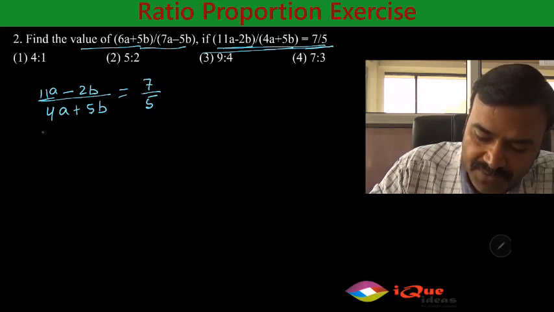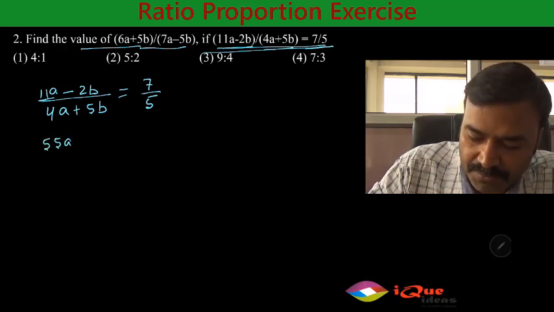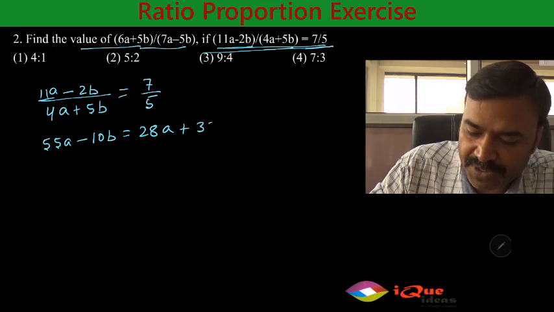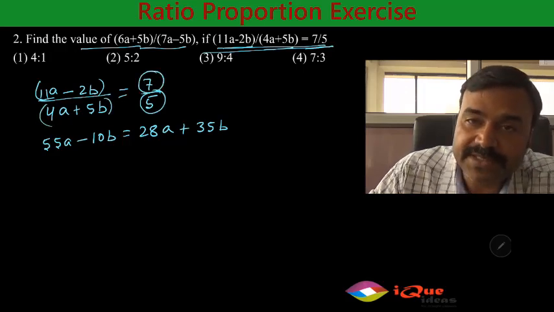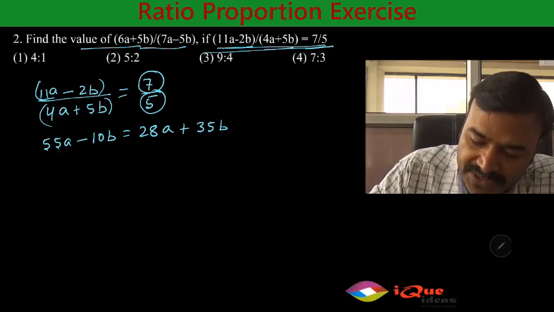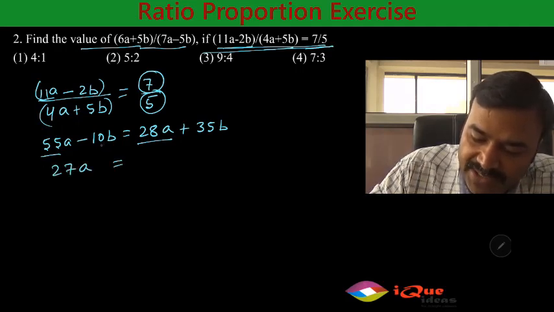So it will be 5 into 11, that is 55a, minus 5 into 2, that is 10b, equals 7 into 4 is 28a, plus 7 into 5 is 35b. I'll explain it again. This whole thing gets multiplied by 5, and this whole thing, 4a plus 5b, goes to the other side and gets multiplied to 7. Okay. Now after simplification, take a on the same side. So 55 minus 28, that will be 27a, and 10b goes to the other side and gets added. So 10 plus 35, that is 45b.